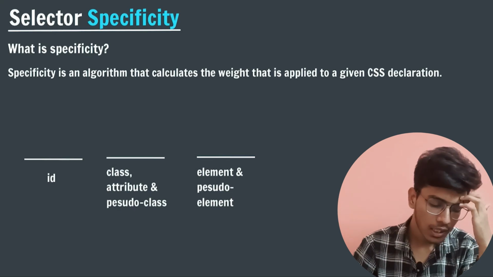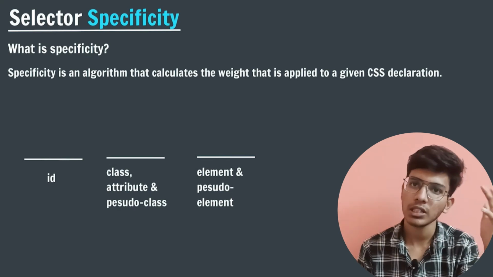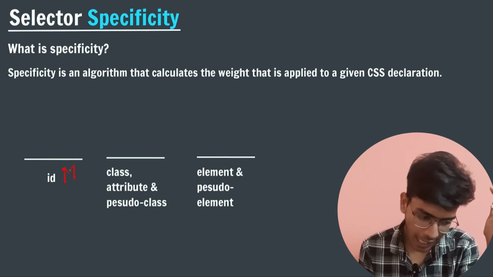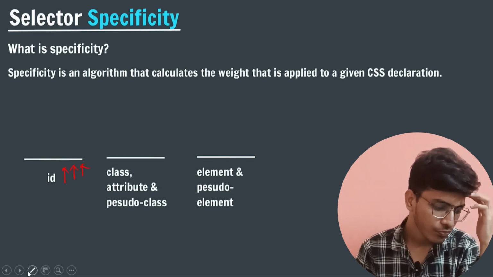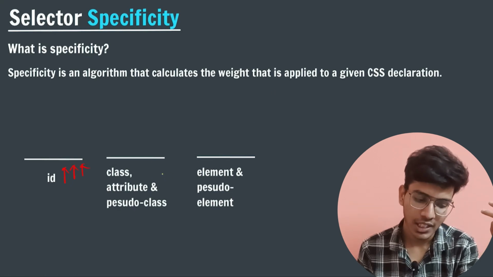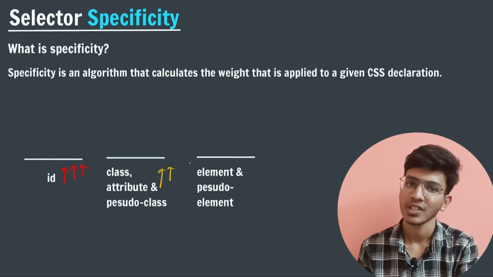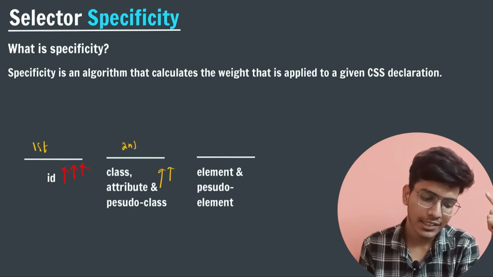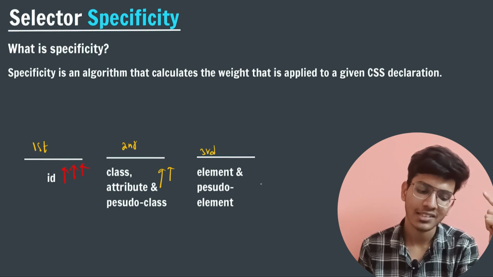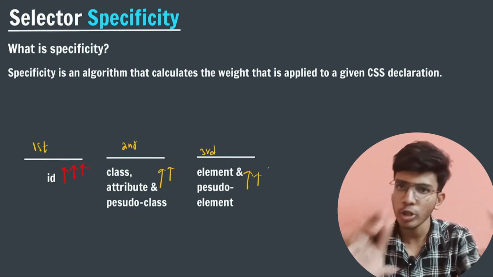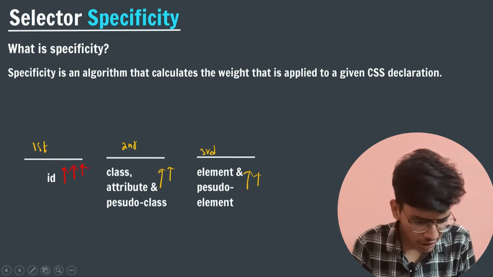Here the highest priority is first of all ID. This is the highest priority we have. After ID we get class, attribute, and pseudo-class. These are the secondary priority, right? This is the first highest priority, this is our secondary priority, this is our third priority, and this is our least priority. I hope you have understood. If it is a little bit confusing, let me show you.